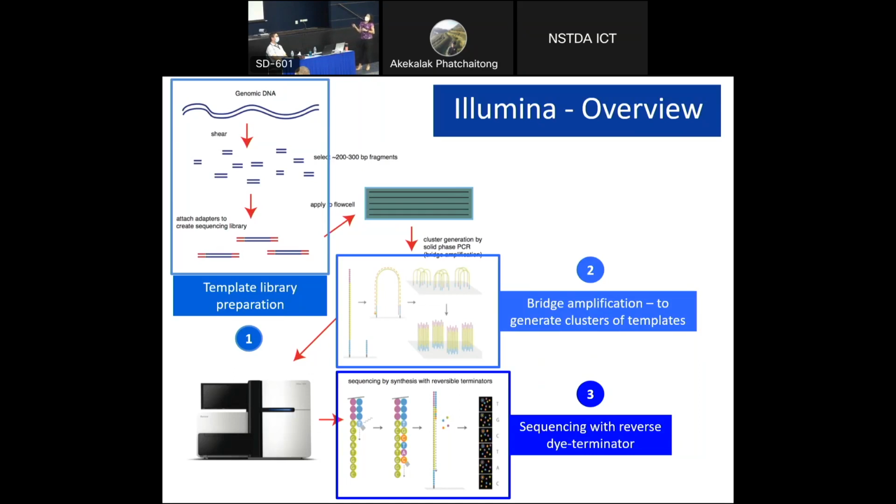But the idea is the same, which is to amplify the template. And the third step is the actual sequencing, where you have the fluorescently labeled nucleotide. And this is very similar to the Sanger sequencing. We'll go over this at the end of the Illumina.